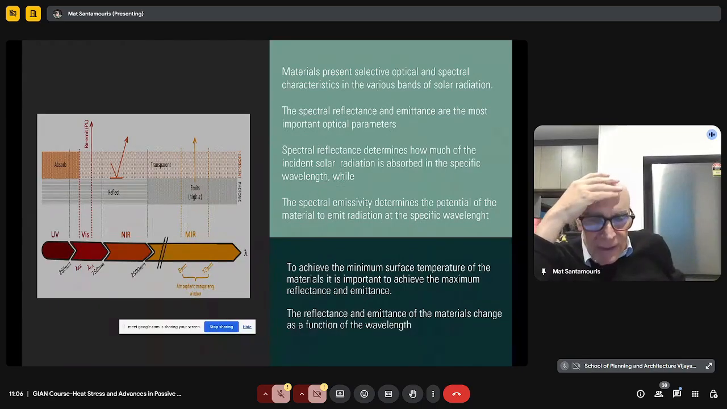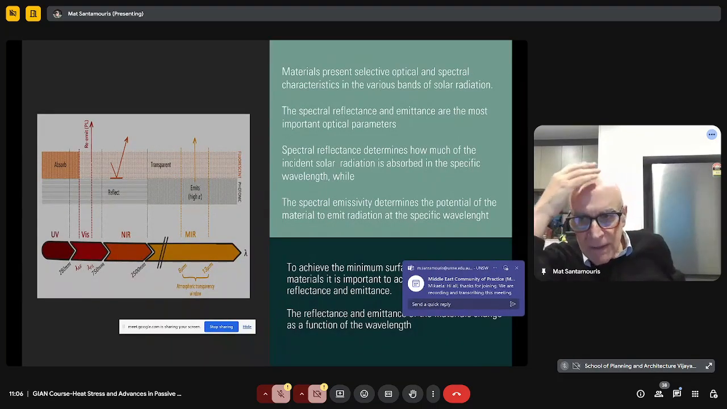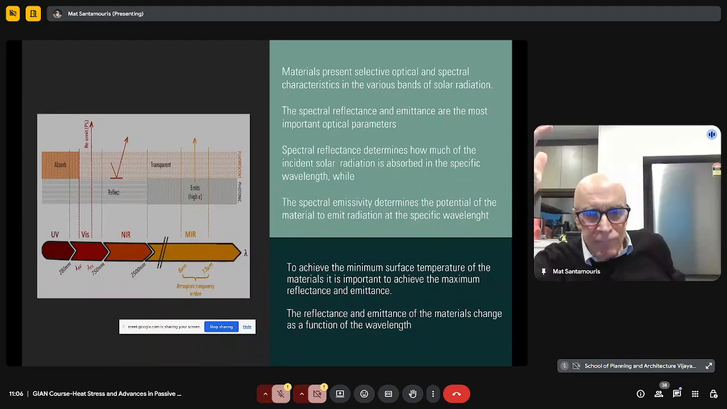What has to be understood is that the spectral reflectance and also the emittance present different values at different wavelengths. The materials are selective. They don't have the same properties in the different bands of solar radiation. And this is very important because this allows us to define which kind of parameters we want to use and how to use the materials. But the materials have to be considered based on their selective optical properties and not on their broadband properties.